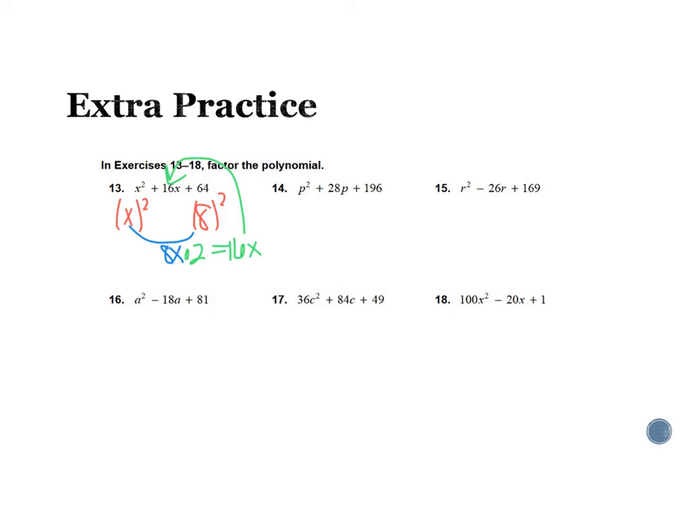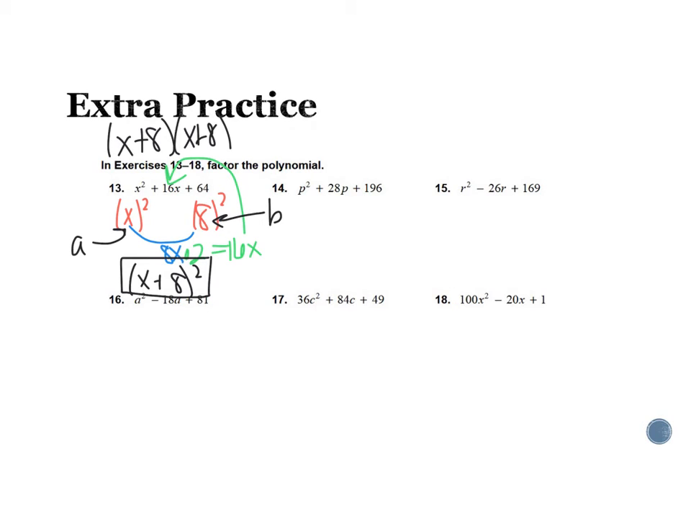All of this that I have written out right here is the check to see if you have a perfect square trinomial. So if all of that works, it is a perfect square trinomial. This number right here is your A, this number right here is your B, and it factors into A plus B squared, and that's your answer. You can check this by actually taking x plus 8 times x plus 8 and foiling it out and making sure that you get back to where you started.